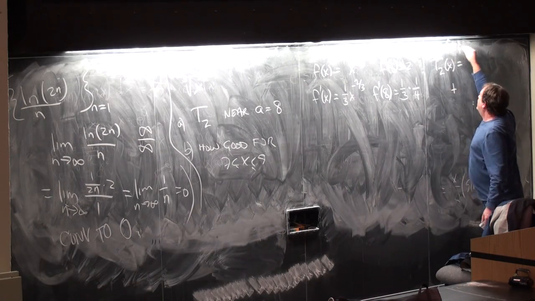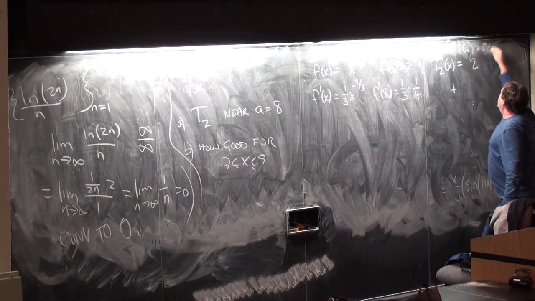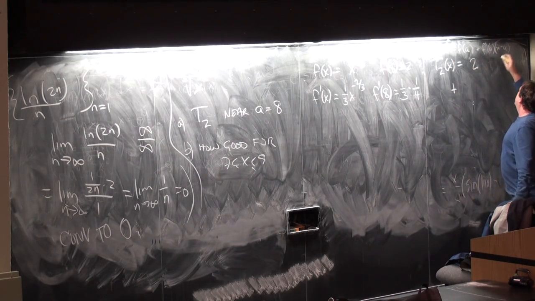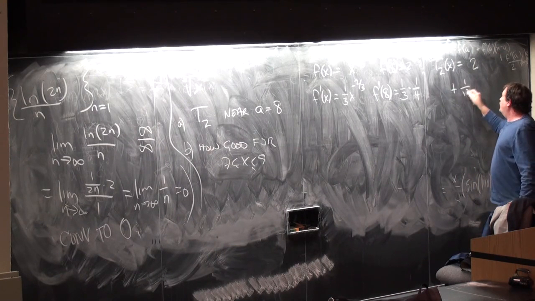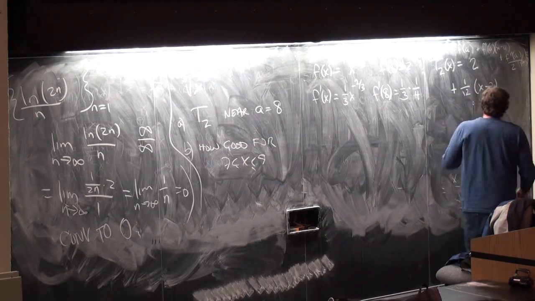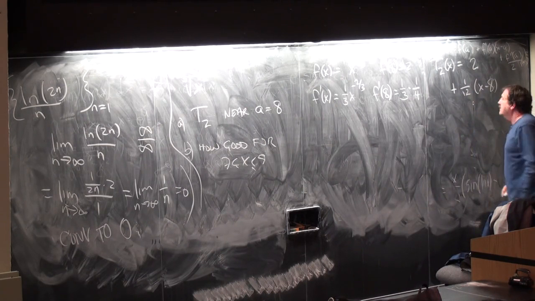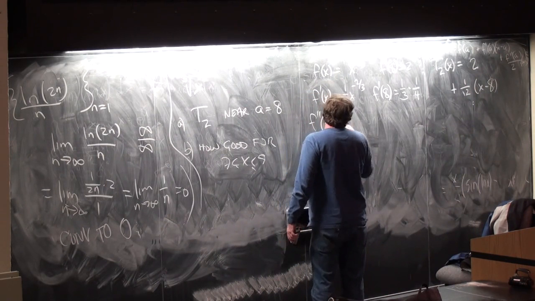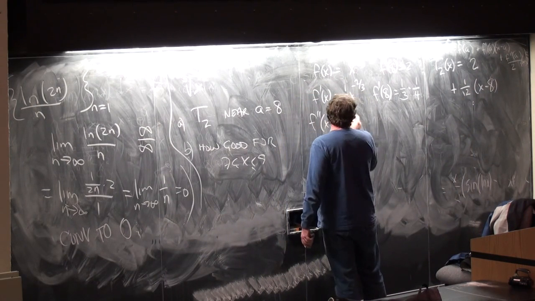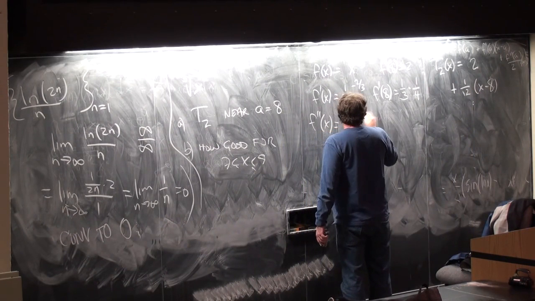A plus f prime of a factorial of x minus a squared. Okay? So the next term here is just going to be the derivative times x minus a. So this will be 1/12 x minus 8. And then second derivative is the derivative of this, which is minus 2 ninths x to the minus 5 thirds.